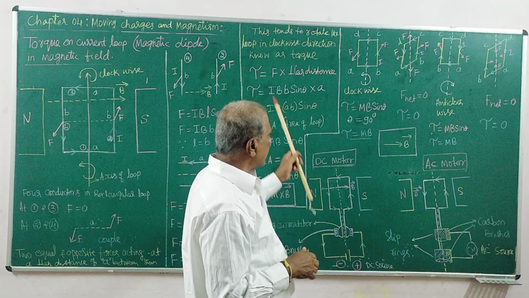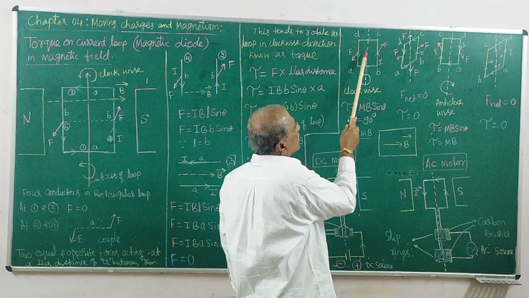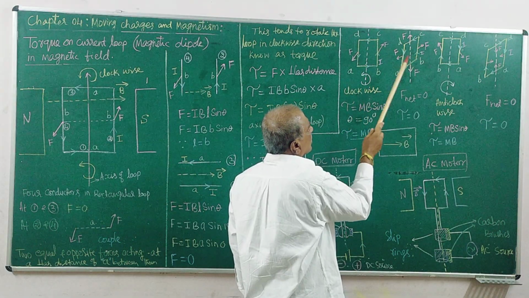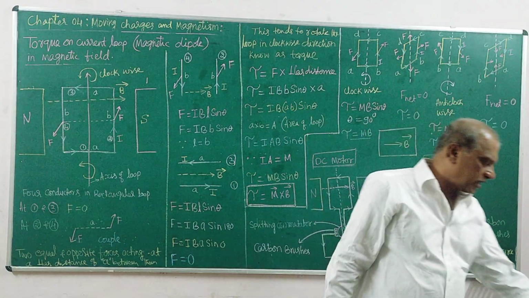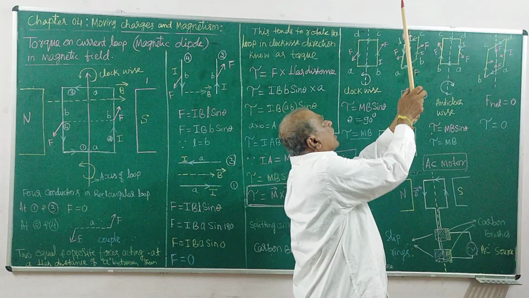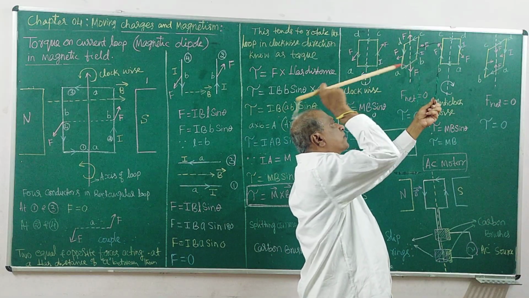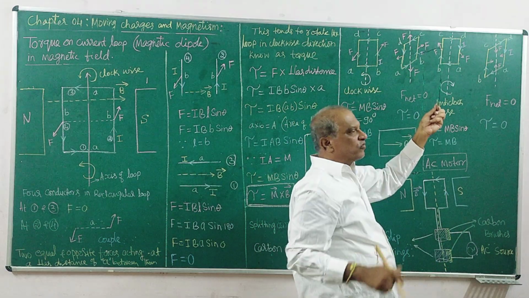That is, do the calculation. The force on every side is F. Here 0, 0, here F is there. Because when it is perpendicular like this, this line is perpendicular to the magnetic field, this line is perpendicular to the magnetic field, all lines are perpendicular to the magnetic field.